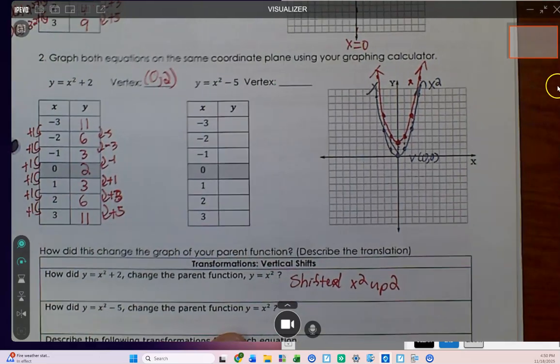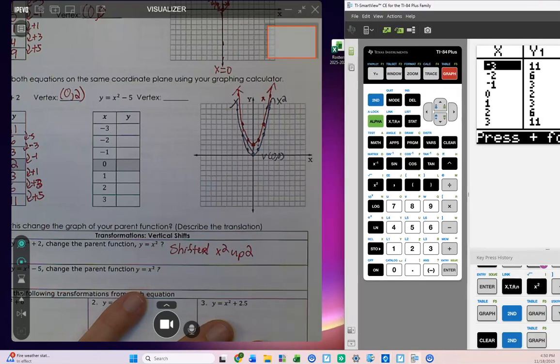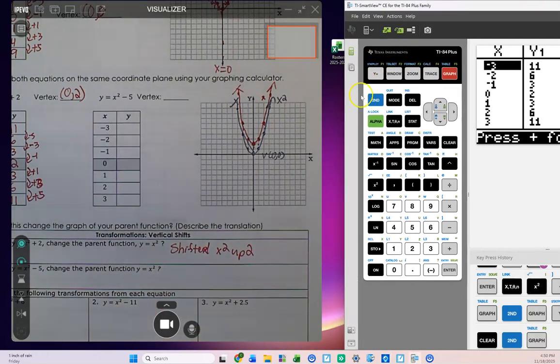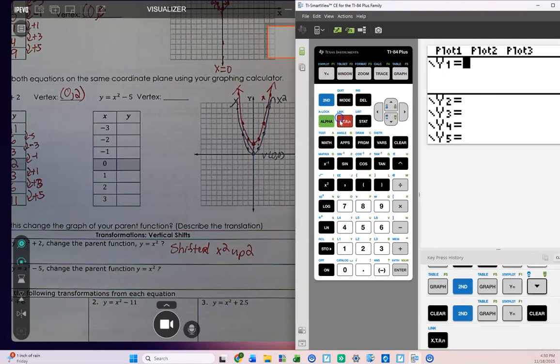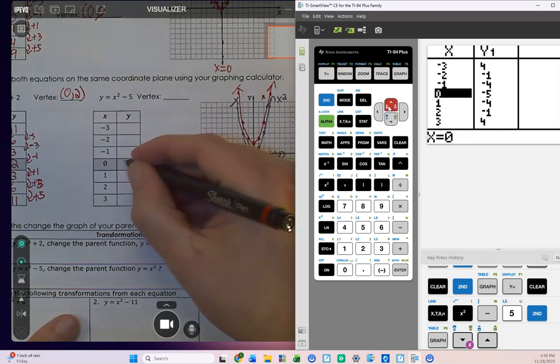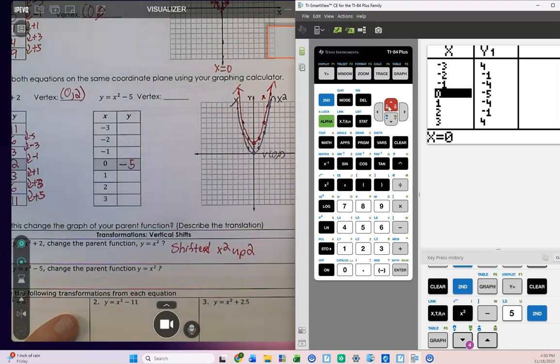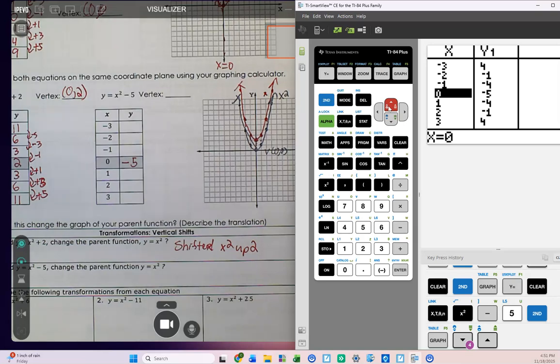Okay, let's see what x squared minus 5 will do. Since I taught this, I always started with the vertex. So the vertex changed from 0, 0 of the parent function. Let me do this in a different color.